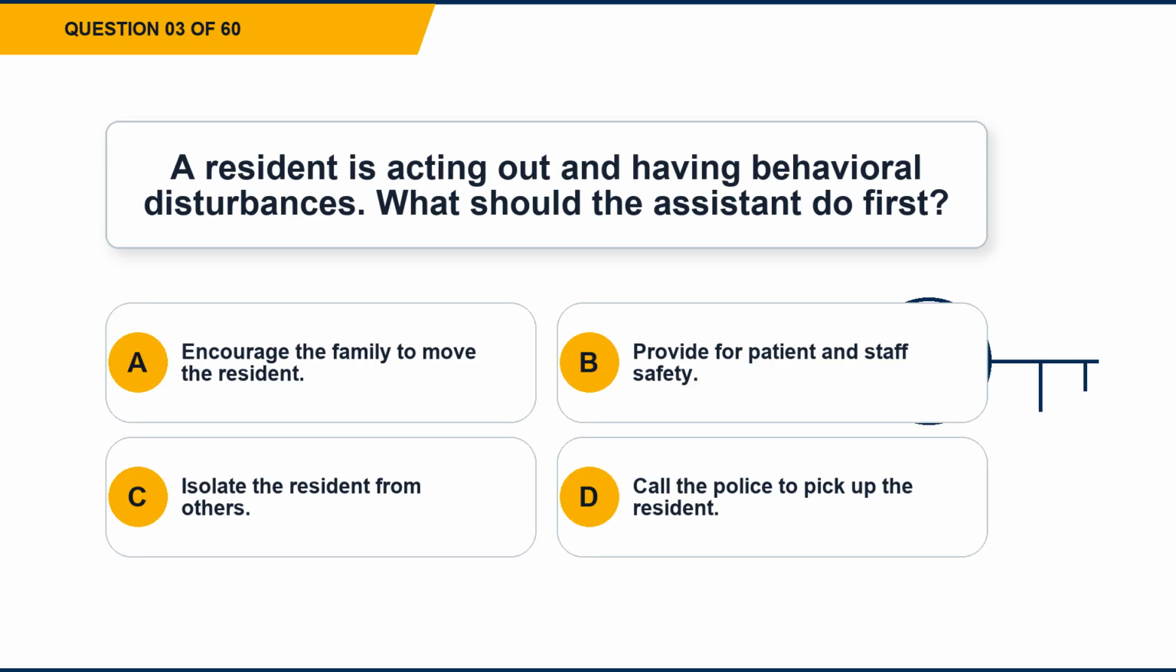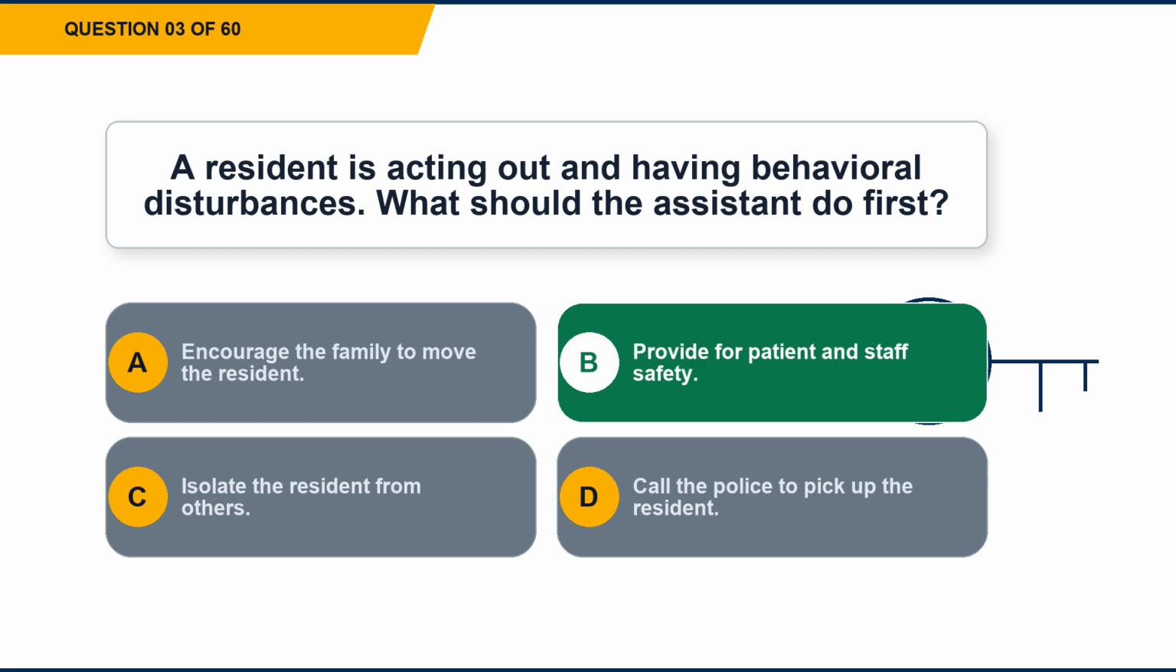Question 3. A resident is acting out and having behavioral disturbances. What should the assistant do first? Option A. Encourage the family to move the resident. Option B. Provide for patient and staff safety. Option C. Isolate the resident from others. Option D. Call the police to pick up the resident.